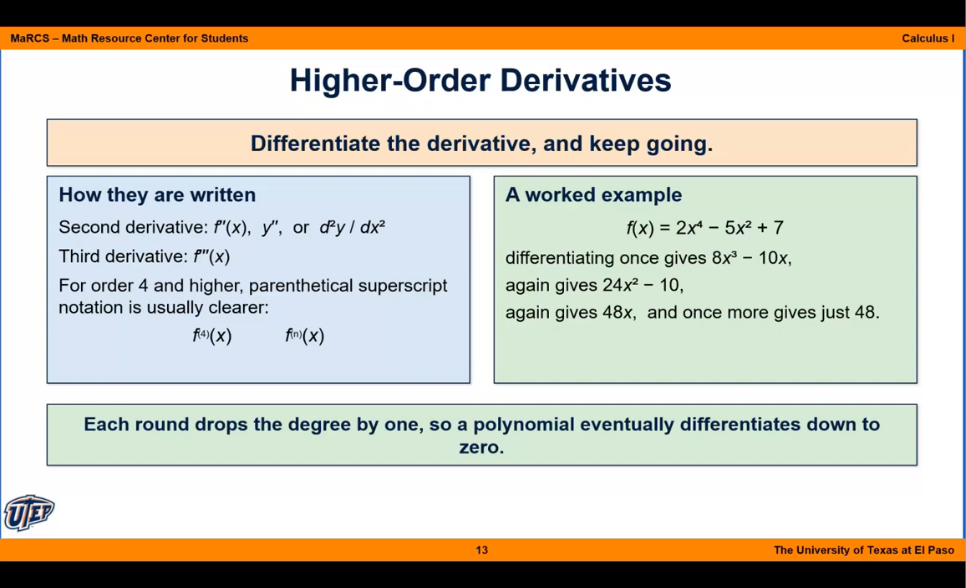That'll give us f prime of x is equal to 8x cubed minus 10x. f double prime of x is equal to 24x squared minus 10. f triple prime of x is equal to 48x. And f to the power 4 of x is equal to 48. One more derivative gives us f to the power 5 of x, which is equal to 0. Each differentiation lowers the degree of a non-constant polynomial by 1, so repeated differentiation eventually produces 0.